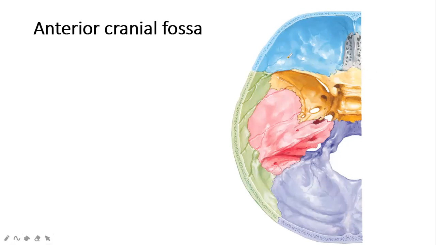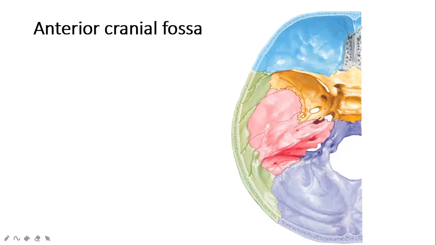The bones within the anterior cranial fossa: we see the ethmoid bone, the cribriform plate of the ethmoid bone, and the crista galli. And here we see the orbital plate of the frontal bone. This is the orbital plate. Why? Because underneath this, you have the orbital cavity. That is the anterior cranial fossa.